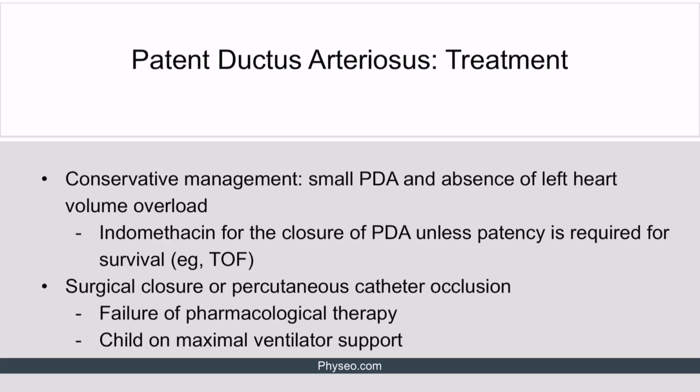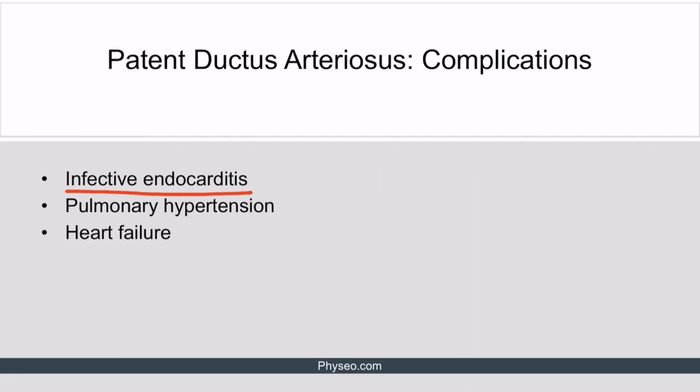Treatment can be limited to conservative management or can require surgery. Conservative management is for small PDA with absence of left heart volume overload. Usually, indomethacin is prescribed for the closure of patent ductus arteriosus unless patency is required for the survival of other heart conditions like tetralogy of Fallot. Surgical closure or percutaneous catheter occlusion can be performed for the child with failure of pharmacologic therapy and the child on maximal ventilator support. Complications include infective endocarditis, pulmonary hypertension, and heart failure.